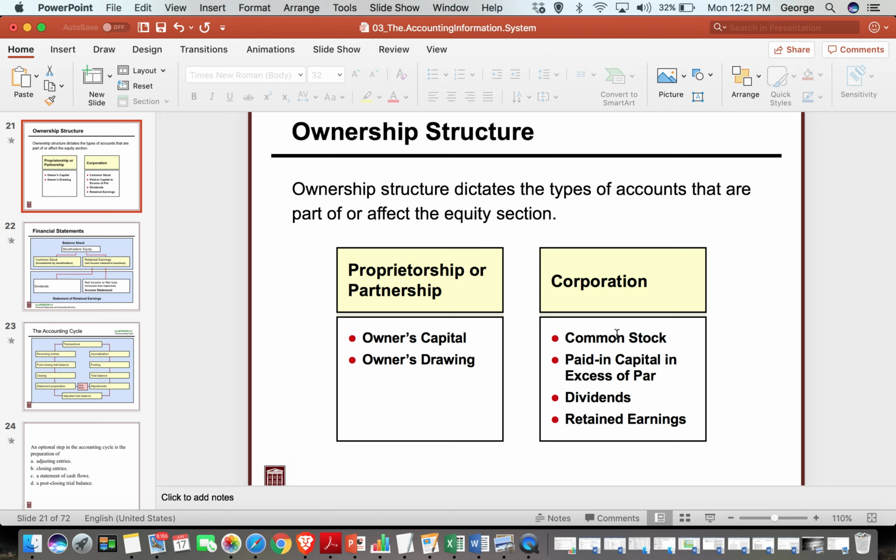Dividends, if I pay out dividends, that has a debit balance. That's going to decrease my owner's equity, and retained earnings could decrease or increase depending on whether I have net income or a net loss.